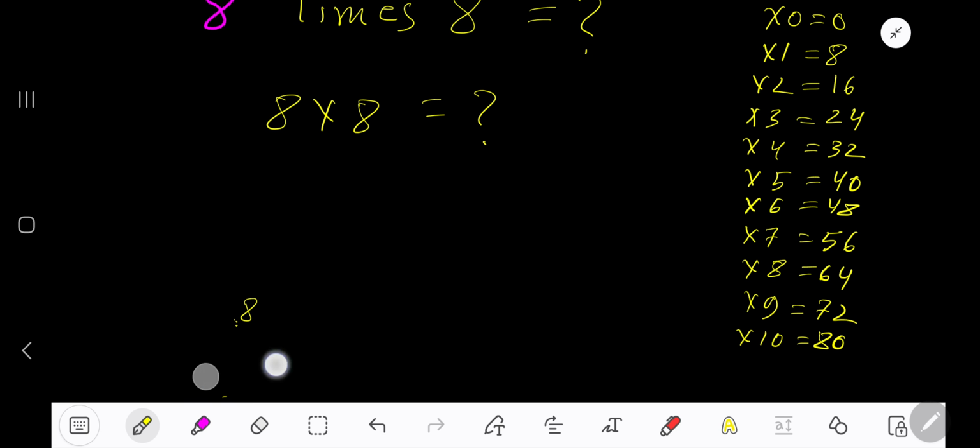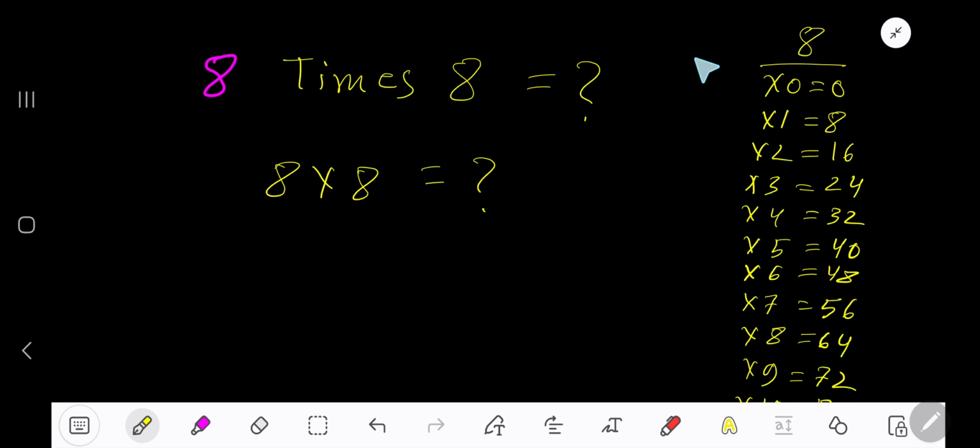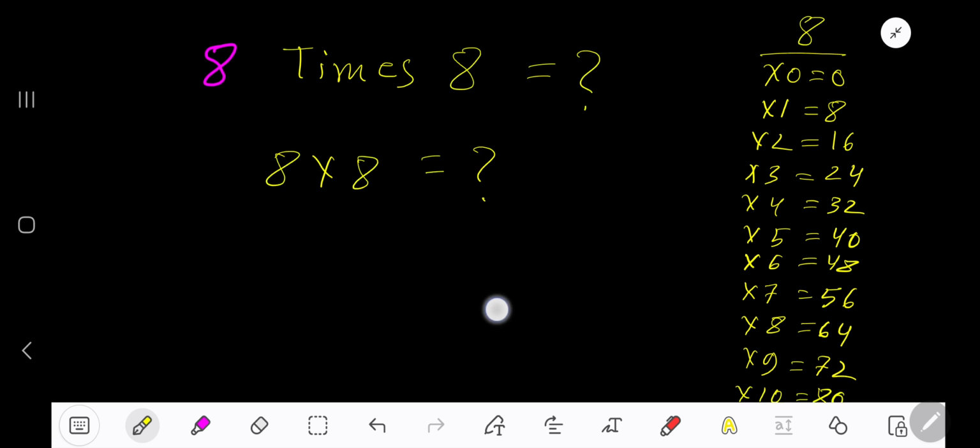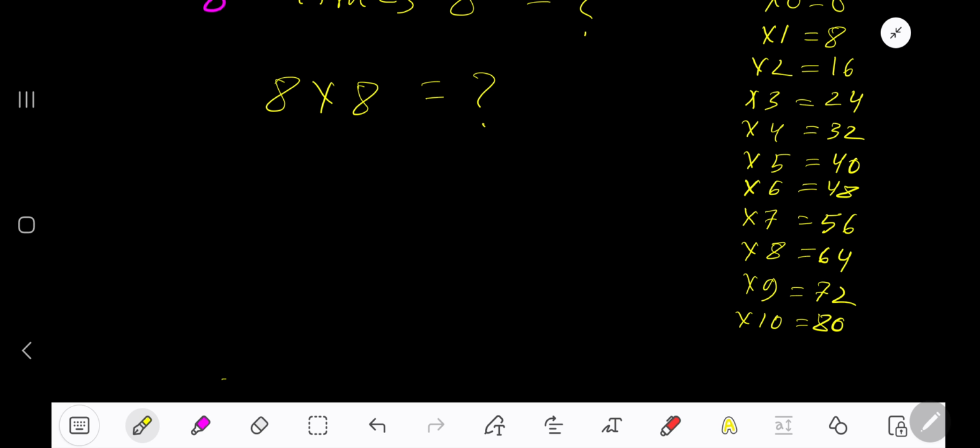Okay, we can also use the multiplication table of 8. 8 times 0 is 0, 8 times 1 is 8, 8 times 2 is 16, 8 times 3 is 24. To find the multiplication table of 8, just add 8 to the previous number. 0 plus 8 is 8, 8 plus 8 is 16, 16 plus 8 is 24, 24 plus 8 is 32, 32 plus 8 is 40, 40 plus 8 is 48. This process will continue, and 8 times 8, you will get 64.